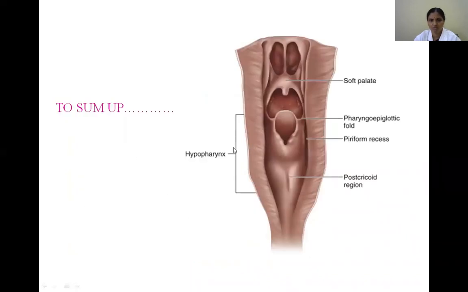So to sum up, what is this pharynx? What are the different parts? How is the interior divided into three parts? Then what are the muscles? Important is the musculature. What is the function of the musculature? You should know.